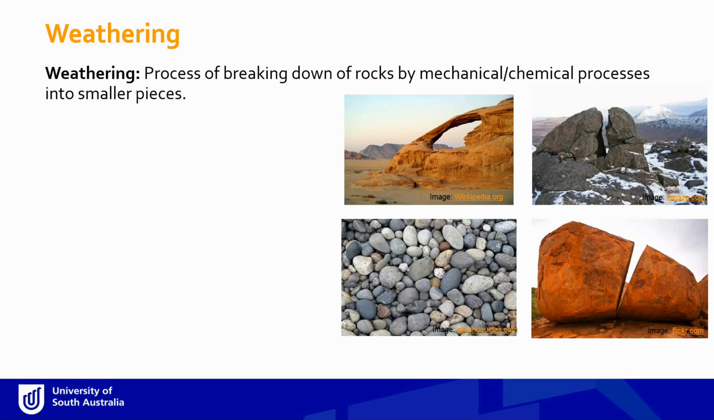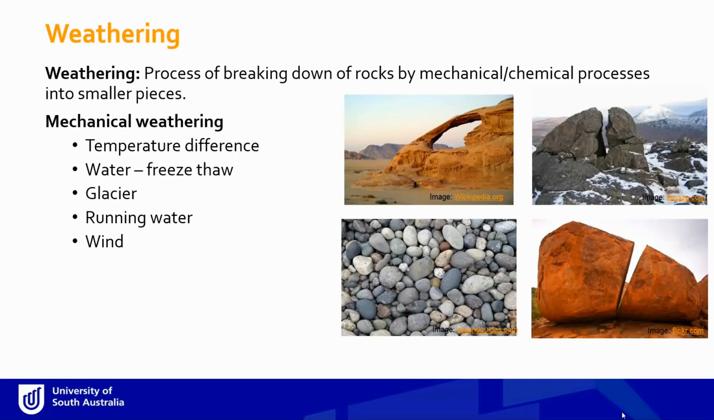Now let's have a closer look at the process of weathering. Weathering is basically the process of breaking down of rocks into smaller pieces. There are some pictures you can see here, and weathering we classify into two categories. One is mechanical weathering, and all the pictures you're seeing on the right hand side are weathered by different mechanical agents such as temperature. This is an example of what temperature cycles can do to a rock.